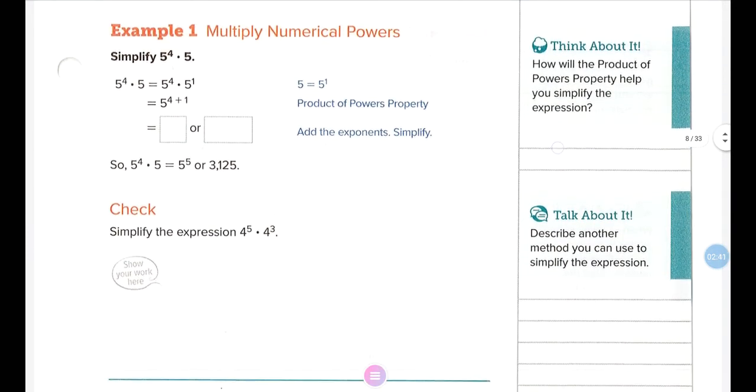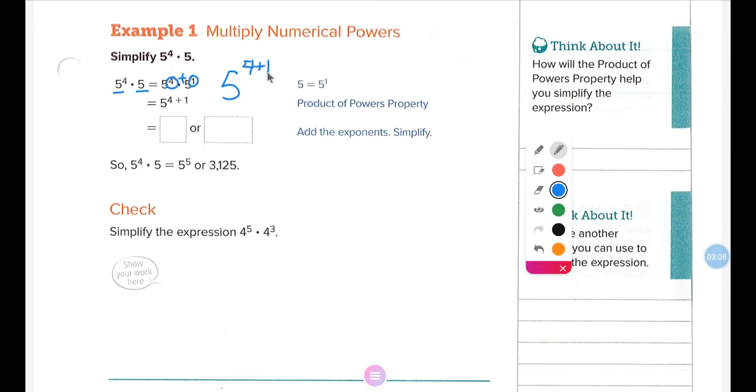Okay, let's scroll up. Next page. Now we're going to practice. We're going to simplify 5 to the 4th times 5 to the 1st. The bases are the same, so we are good to go. When the bases are exactly the same, we take our 5 and write it as such, and then add the exponents. I want to see in your papers 5 to the 4 plus 1, or 5 times 5 times 5 times 5 times 5.